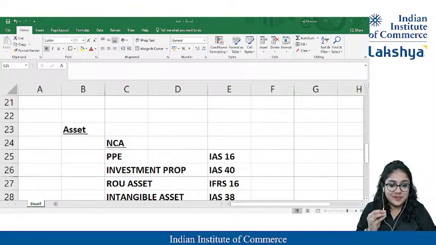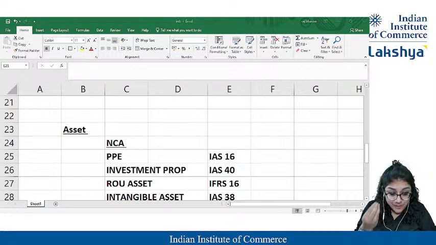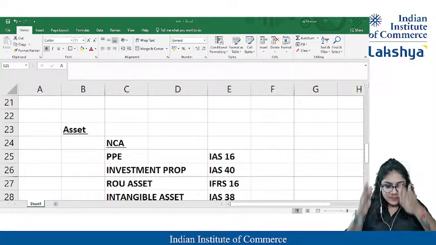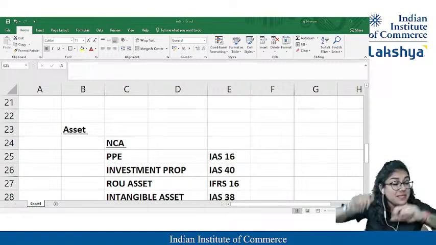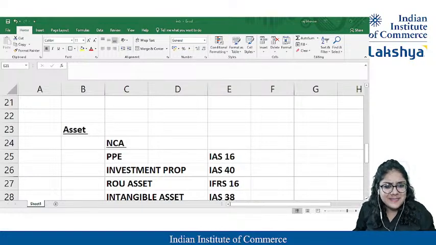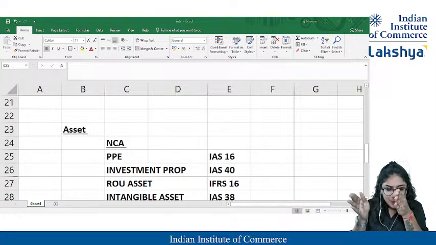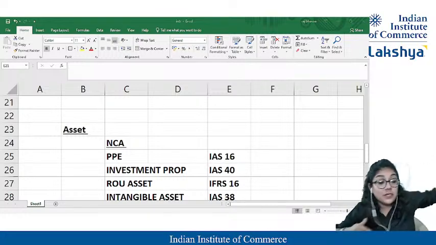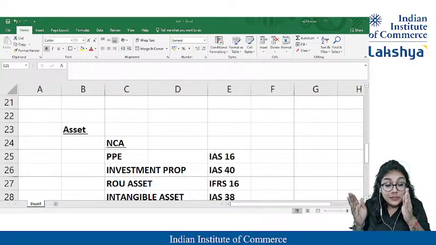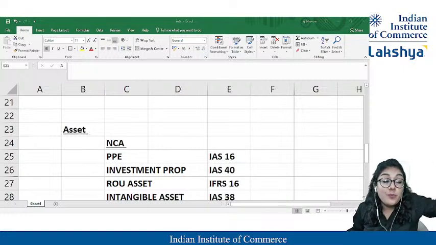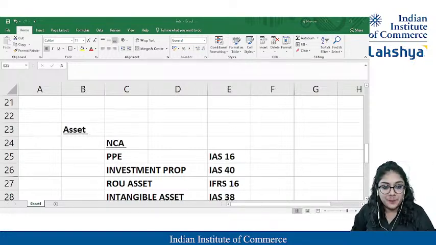What are short-term benefits? If an employee is going to get any benefits, this is my reporting period. My reporting period ends, and if he is going to realize the benefits within a period of 12 months, that is a short-term benefit. If it is not within 12 months, and the benefit is going to be expensed out or recorded after completing the reporting period and beyond 12 months, that is long term.